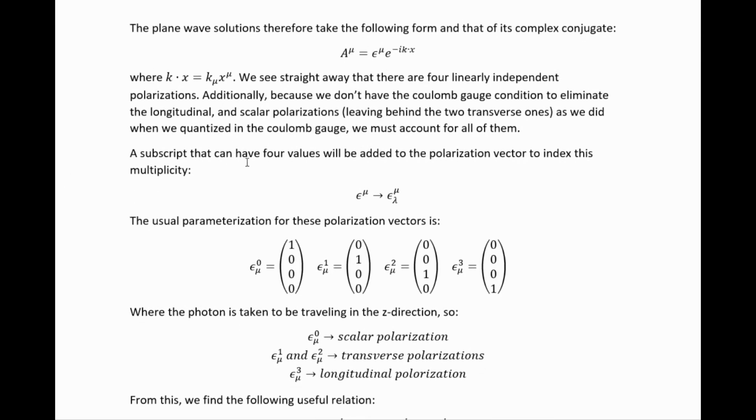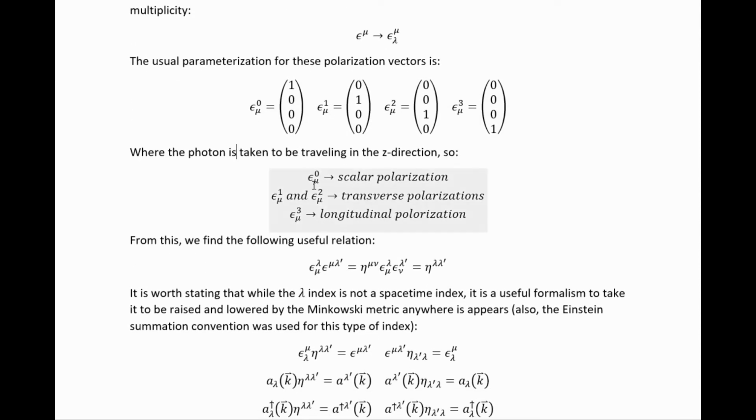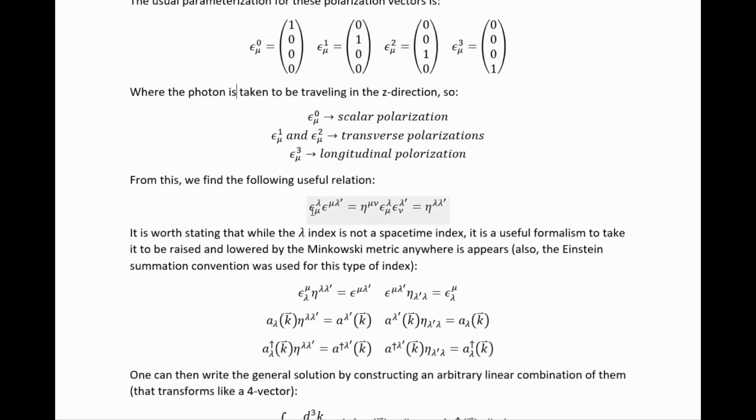A subscript that can have four values will be added to the polarization vector to index this multiplicity. The usual parameterization for these polarization vectors is this, where the photon is taken to be traveling in the z direction. So we have the scalar polarization, these two are the transverse polarizations, and then this one is the longitudinal polarization. From this we find the following useful relations.